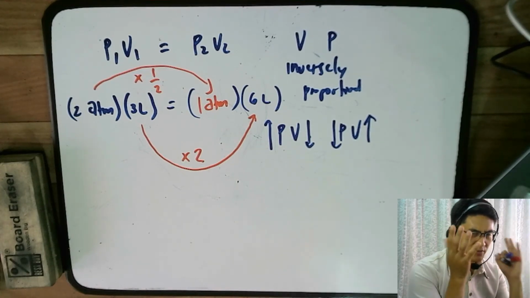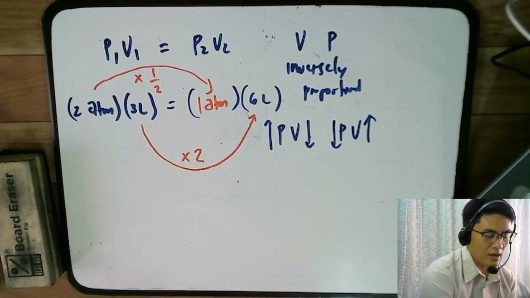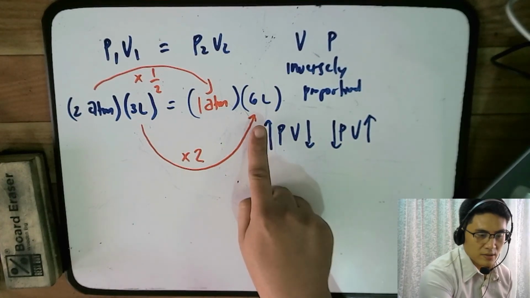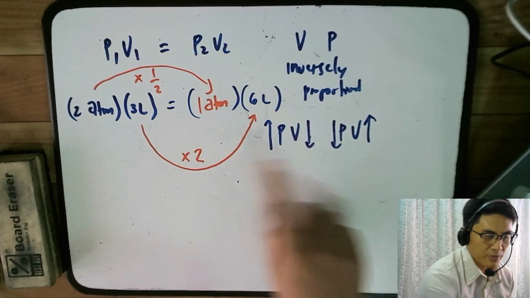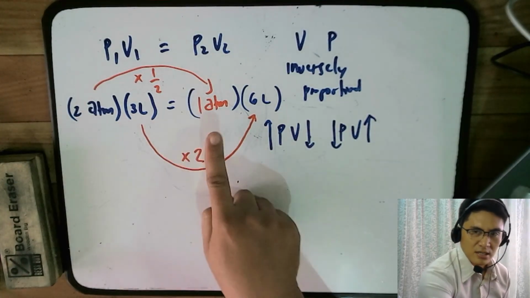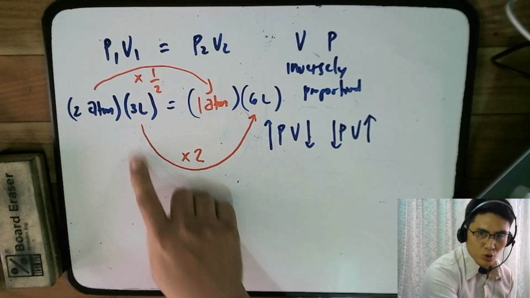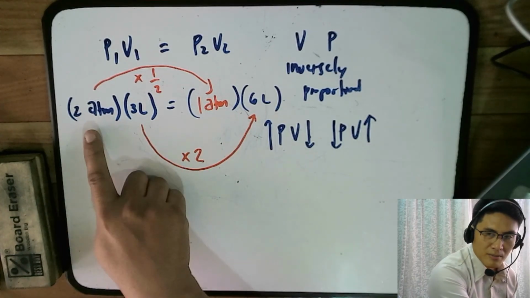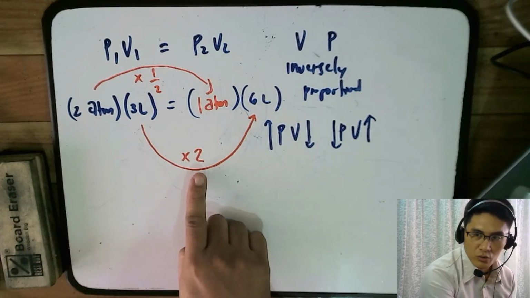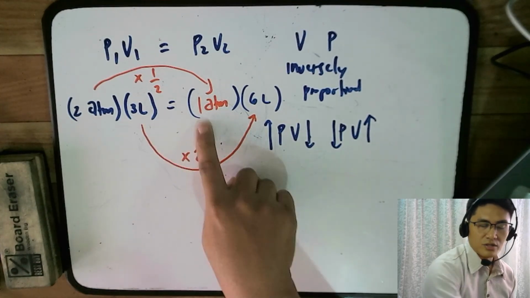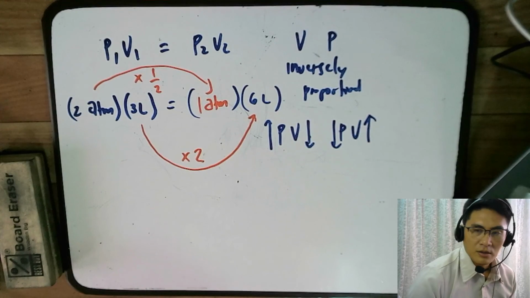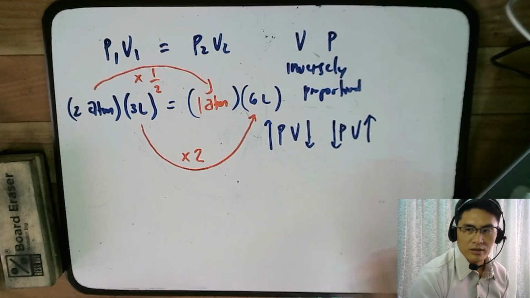But again, it gives you this intuition that, since my volume increased and they are inversely proportional, the pressure must decrease. And if the volume increased by 2 times, the pressure must decrease by the inverse of 2, which is 1 over 2. That gives you the intuition for how to deal with Boyle's law.